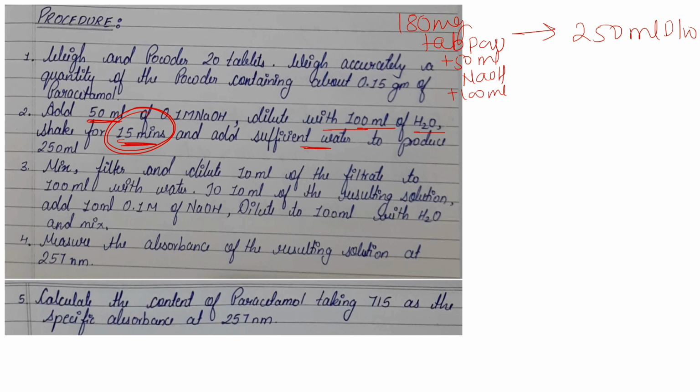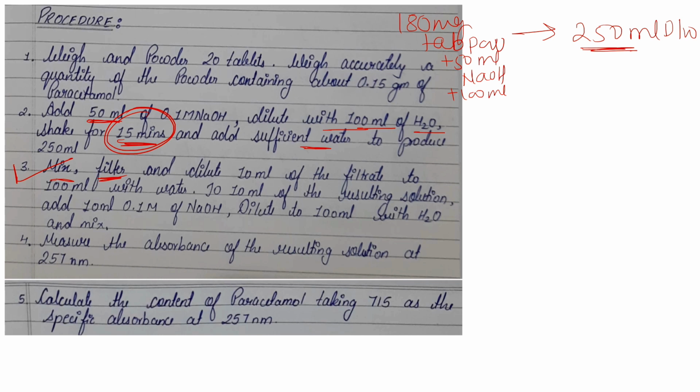So this procedure can be modified also. If you do not have 250 ml volumetric flask available, you can make it to 200 ml. But whatever changes you are doing here, those changes you have to include or consider during the calculation. Now from this, if you see here, after this we have to filter the solution. So after making up the volume, this solution will be filtered.